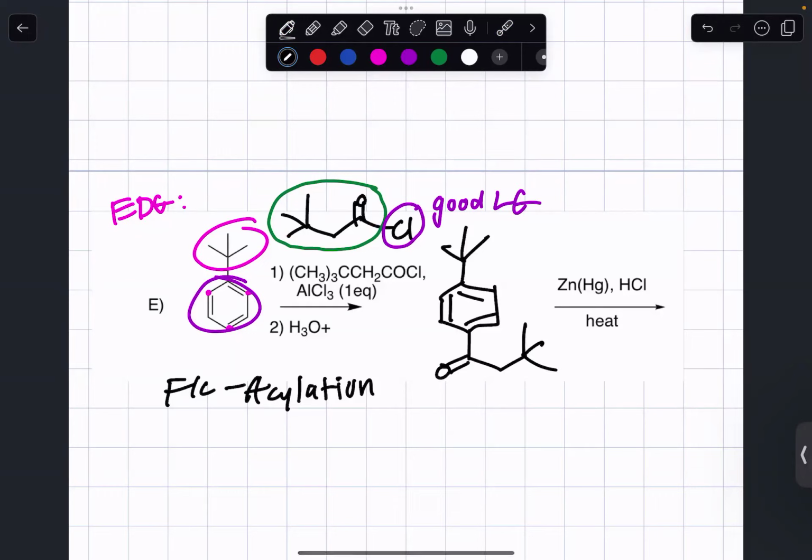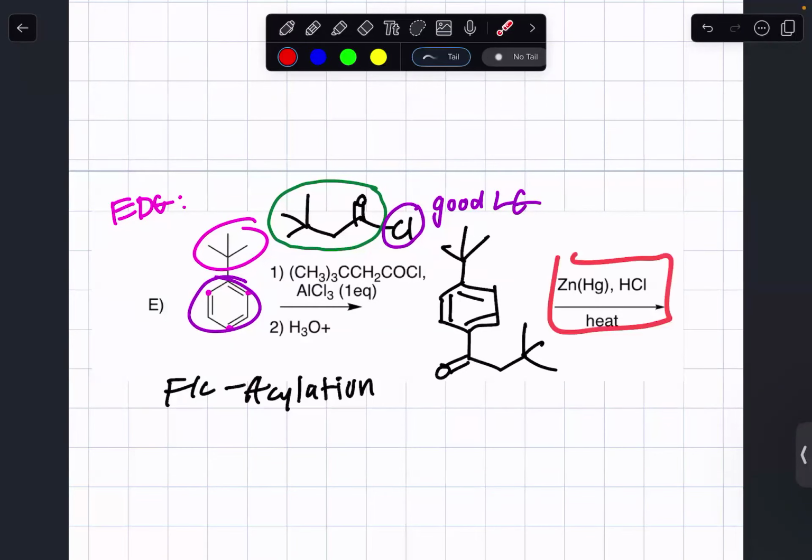Okay. Now, when you see zinc mercury HCl, that's going to be Clemmensen reduction.